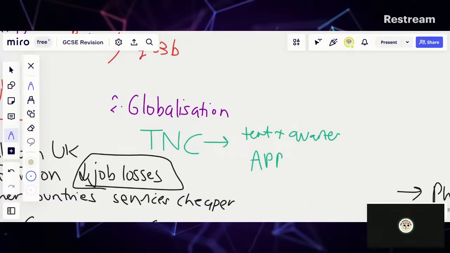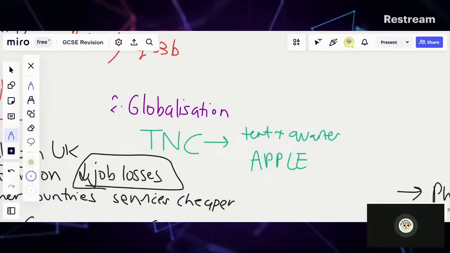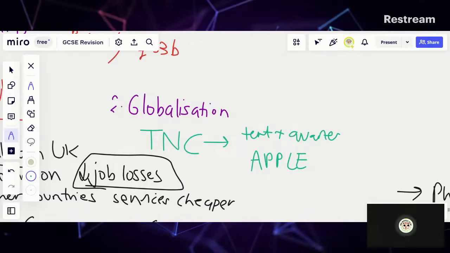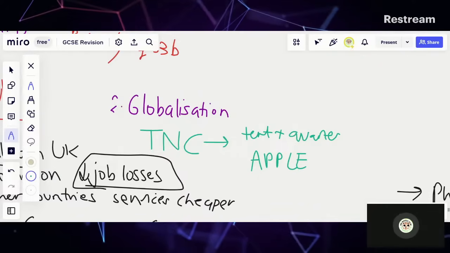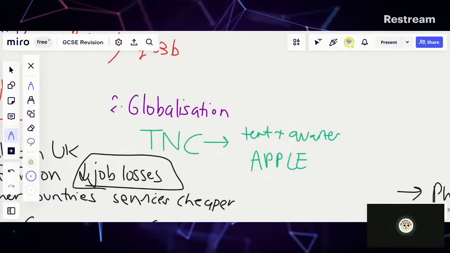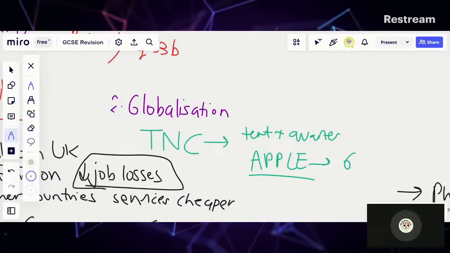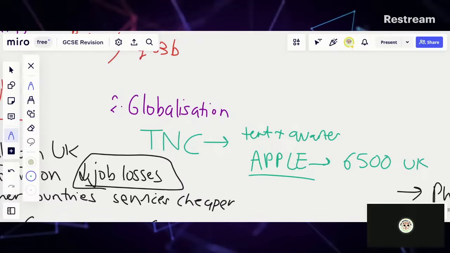For example, Apple. Instead of Apple thinking, let me build a manufacturing factory in the UK where they can make the phones, they thought, no, that would be too expensive. So instead, they put places like their research facilities and stores where they can sell things. So instead of having to pay the workers, they're actually getting money from people buying these Apple products. Apple employs roughly 6,500 people within the UK as of 2016.